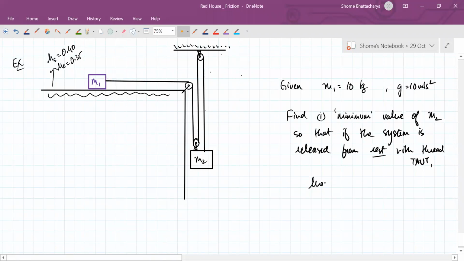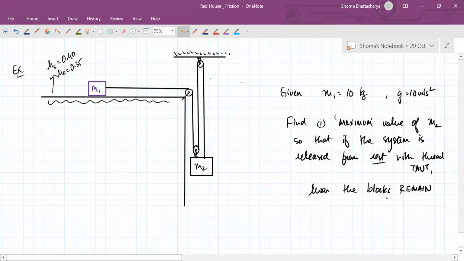okay, then, or let's make the problem the other way around. Let's this time go for the maximum value of m2, so that when the system is released, then the blocks remain in equilibrium. So this is the limiting condition for remaining in equilibrium, not the limiting condition for motion to occur. It's just the opposite of what we've done in the previous problem. So then the blocks remain at rest in equilibrium.